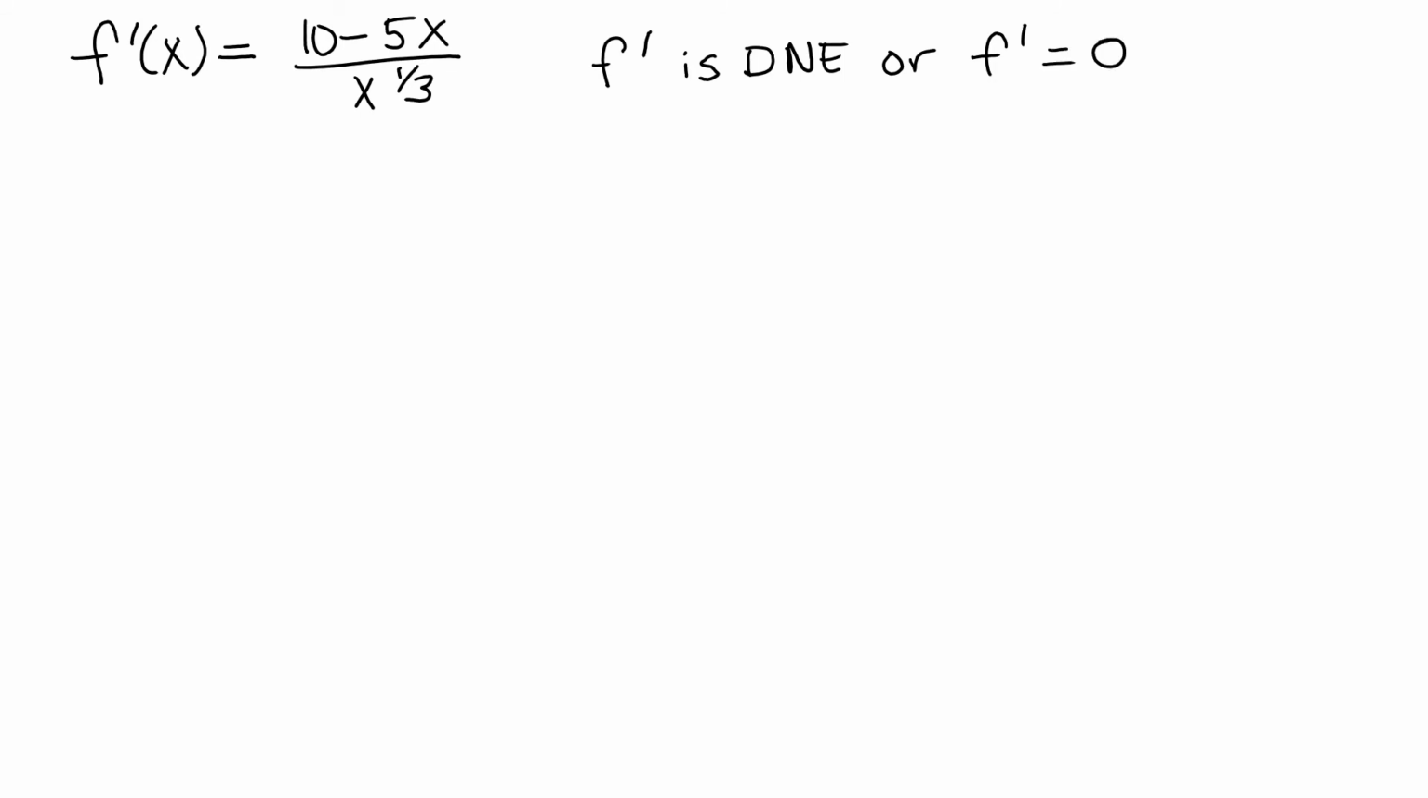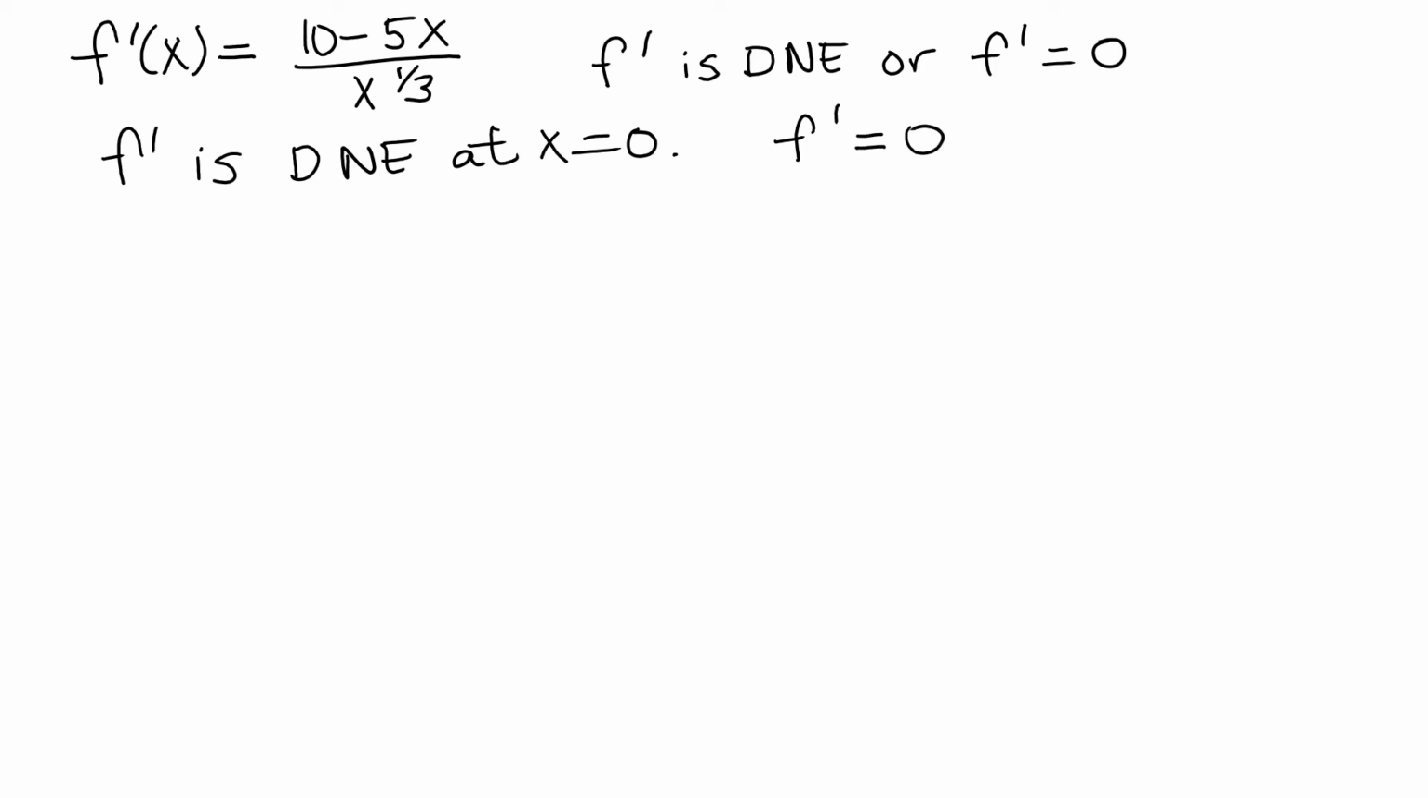Let's begin with the easier one, which is the derivative is undefined at x equals 0. Why? Because at x equals 0, the denominator would be 0. Now we're going to solve for where the derivative equals 0.